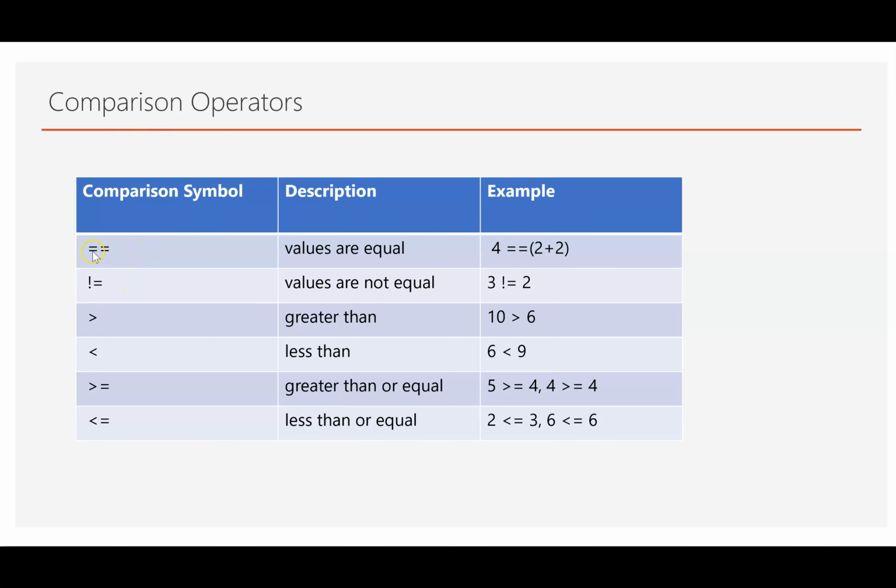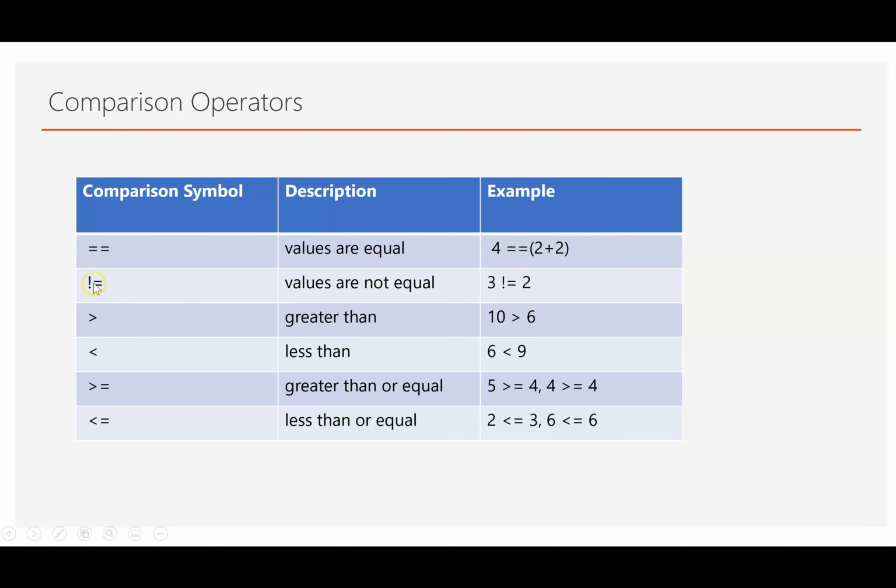When you have this thing that looks like an assignment, the equal sign, when you have two of them, the description means the values are equal. It means the value on the left is equal to the value on the right. If it is equal, then you return true. If it is not equal, you return false.